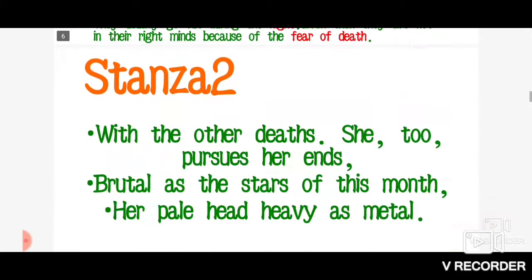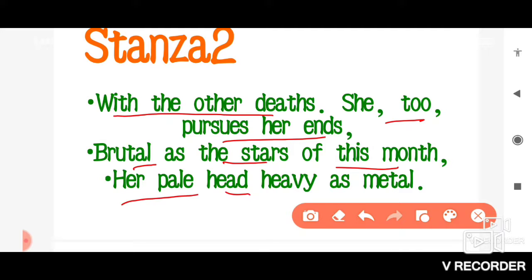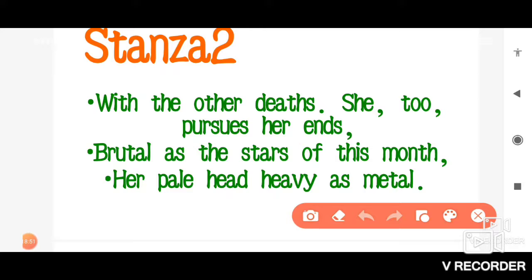Now we move on to the next stanza, which says, with the other deaths, she too pursues her ends. Brutal as the stars of this month, her pale head heavy as metal. Now, in this particular stanza, poet क्या कहना चाहता है? What does the poet try to say? The poet tries to say that with the other deaths, you have seen what happens to animals, what happens to birds, what happens to humans. तो जो उनका fate है, with the other deaths, she too pursues her ends.